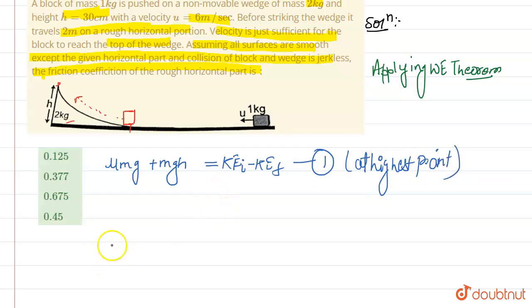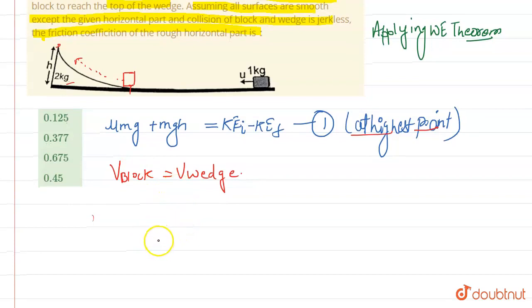At the highest point, what will be there? The velocity of the block is equal to the velocity of the wedge. Clear?